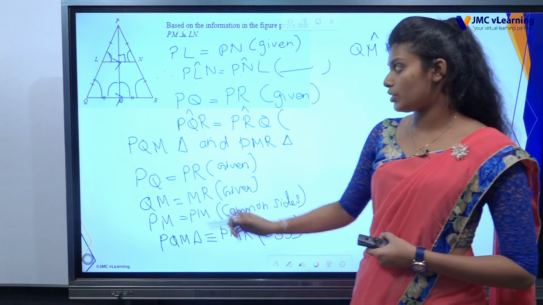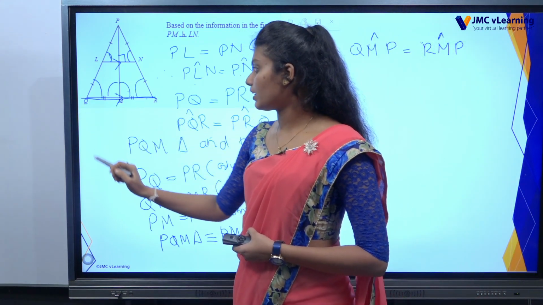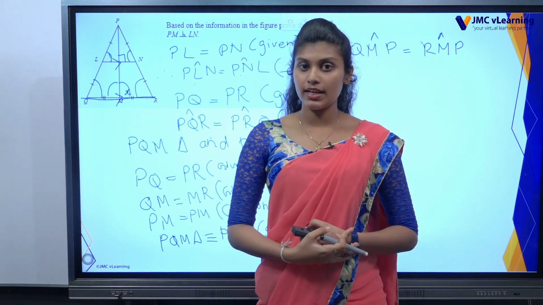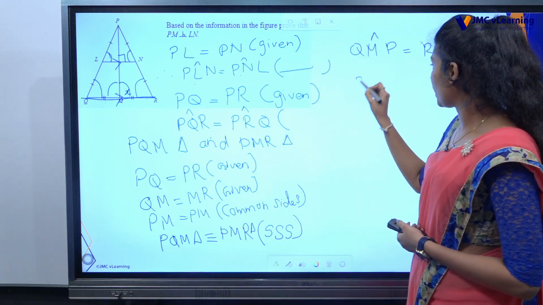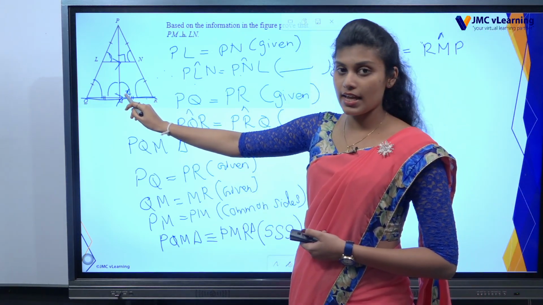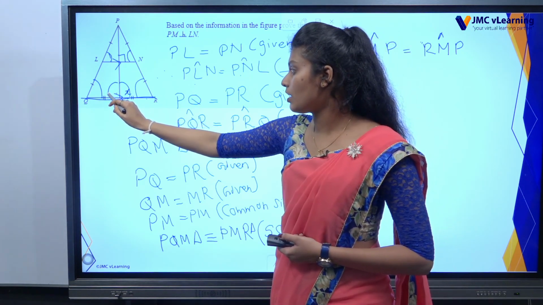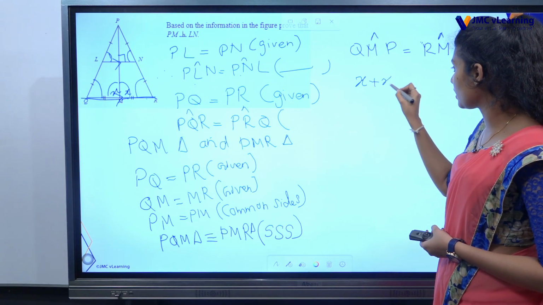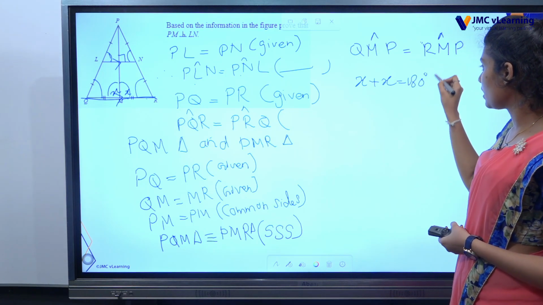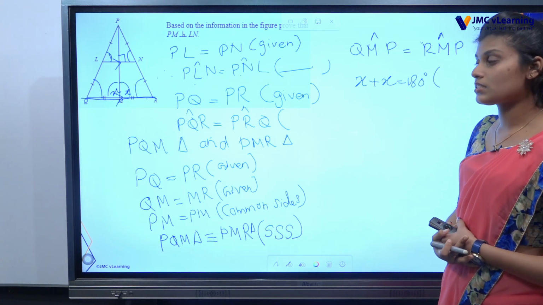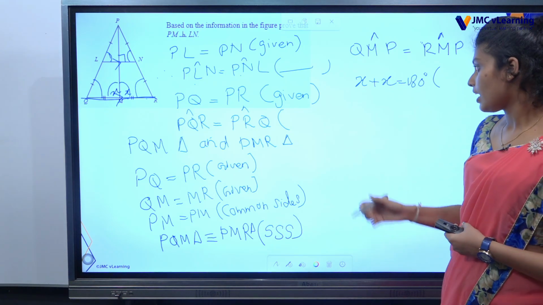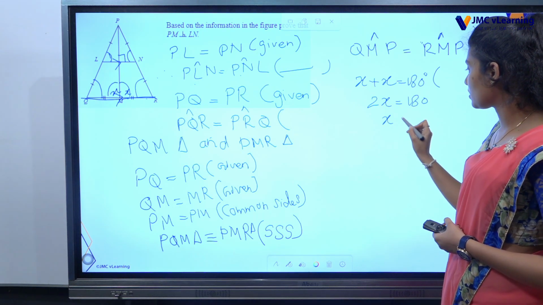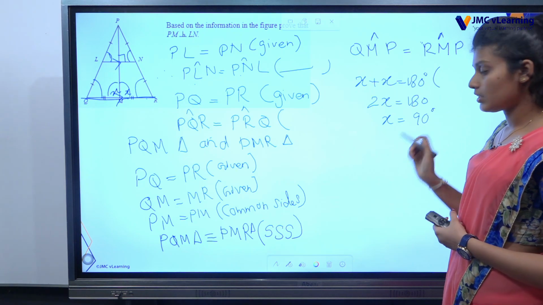Then what is the magnitude in the straight line? It is 180. I am taking this angle as x. Then let us find the value of x. When we write x here, then the magnitude of this angle is also x, because these are equal to each other. Then x plus x is equal to 180. Reason: the angle in the straight line is equal to 180. Then 2x is equal to 180, x is equal to 90 degrees.